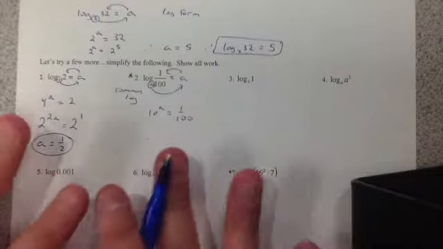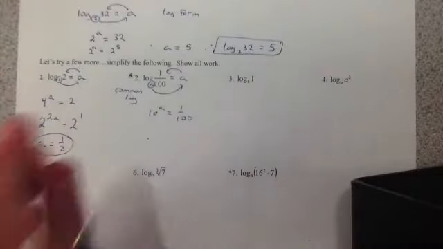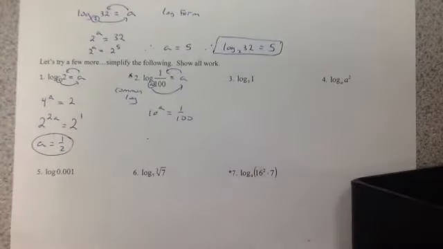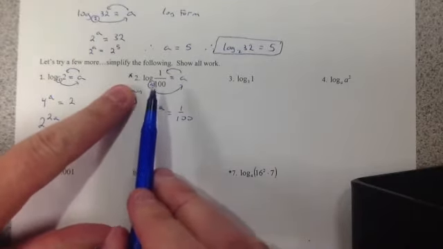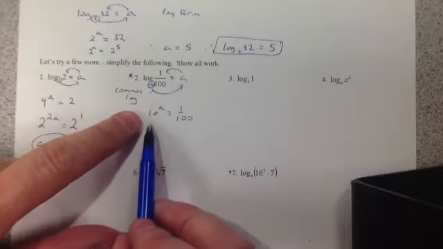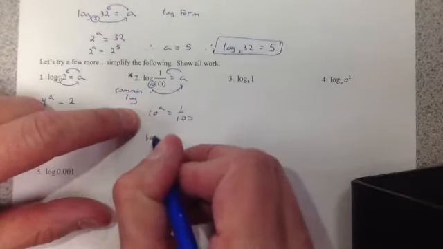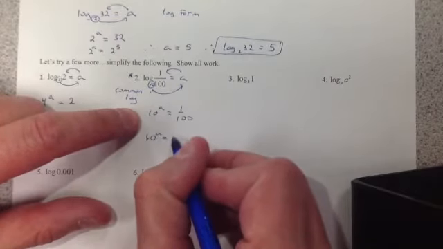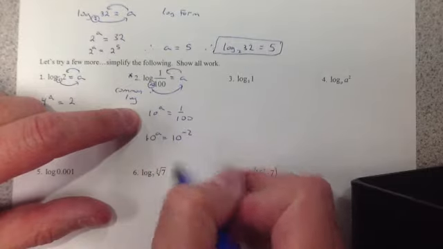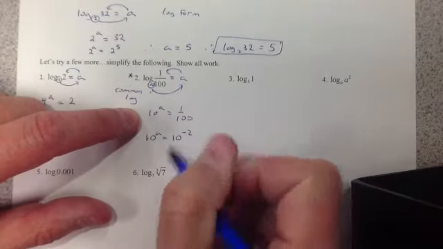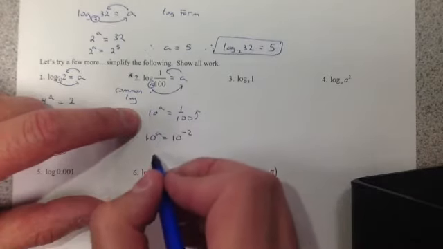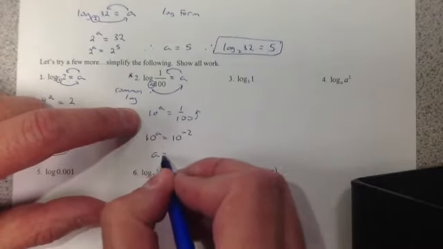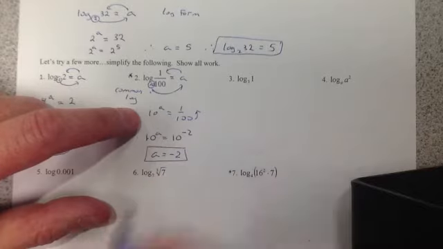Now, a little bit tougher, but I want to write this as a common base now. See, I have one rule for logs. It's like Fight Club. What's the one rule for Fight Club? Don't talk about Fight Club. The same thing with logs. I have one rule for logs. Don't work with logs. We convert them to exponents. So we're going to get 10 to the A, and I can flip this. This becomes 10 to the negative 2, because if I flip it, it becomes negative, and of course 100 is just 10 squared. So we're going to get A equals negative 2.